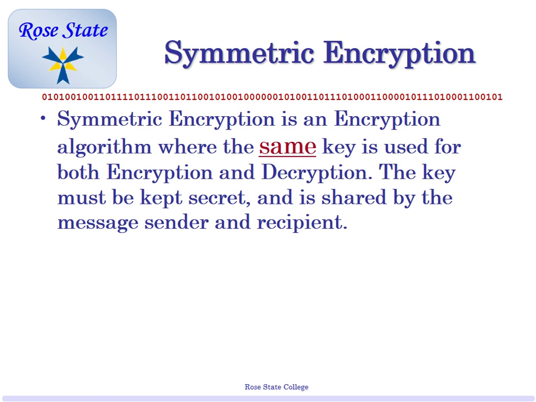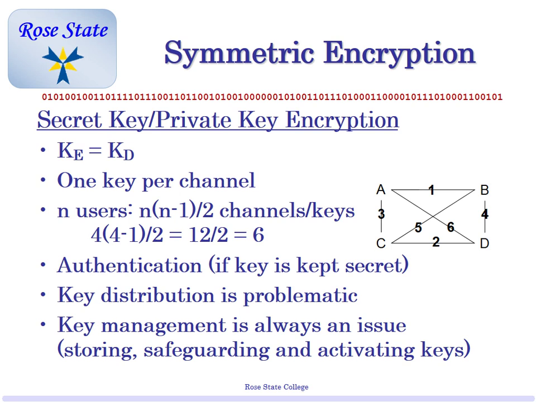So, again, the key is the same. One key per channel. For me and Josh to be able to communicate, we need one key. You agree with that? Me and Kevin want to talk. How many keys do we need? We need one key. So Josh and Kevin want to talk. How many keys do they need? One key. So for all three of us to be able to talk, we need 3 keys. See that? And here's the math for that.